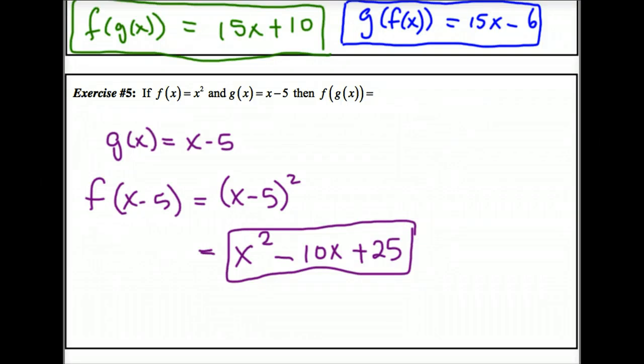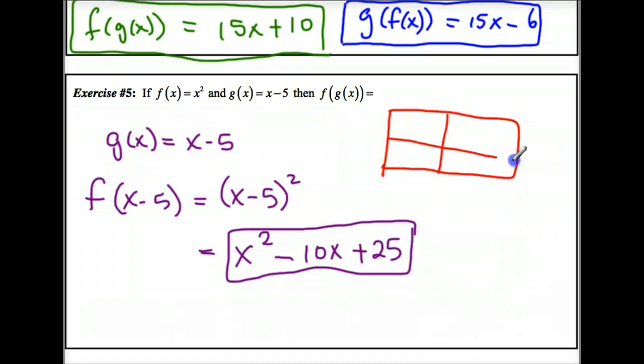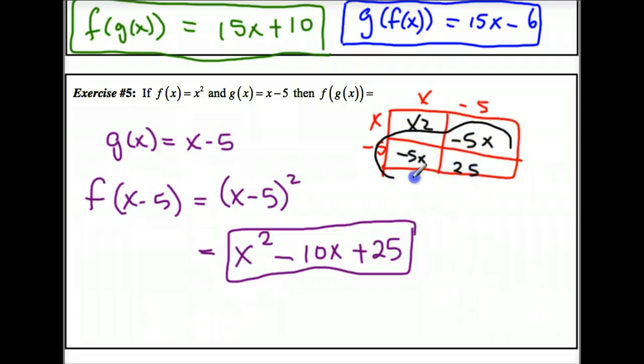So really quick, how did I get that? Box method. Draw your box. This becomes x minus 5, x minus 5. Fill in the blanks: x squared, minus 5x, minus 5x, and a 25. Combining my like terms, I'm left with that.